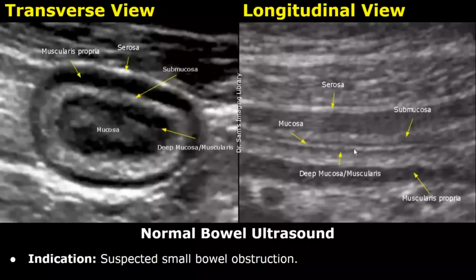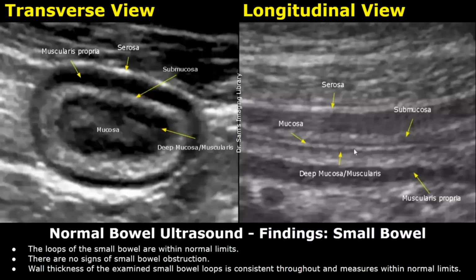And this video is about small bowel ultrasound reporting. You will learn how to write ultrasound reports regarding small bowel pathologies. The reports will include the findings and the impression. The reports will focus mainly on small bowel findings. We will start with a normal report. The indication is suspected small bowel obstruction.